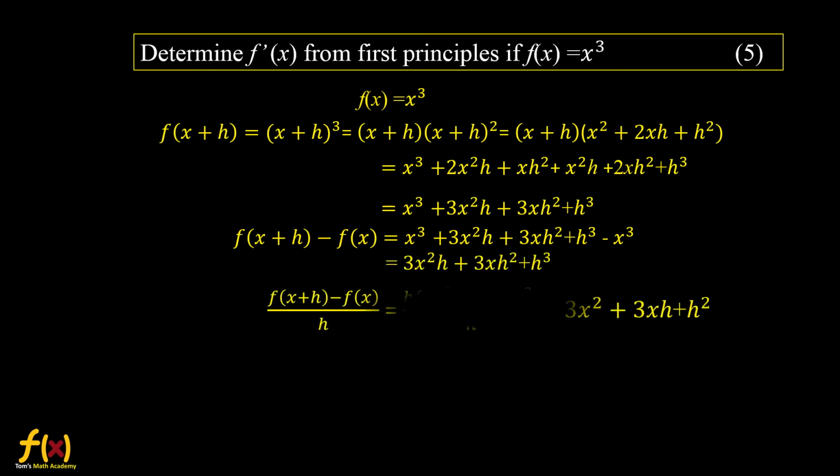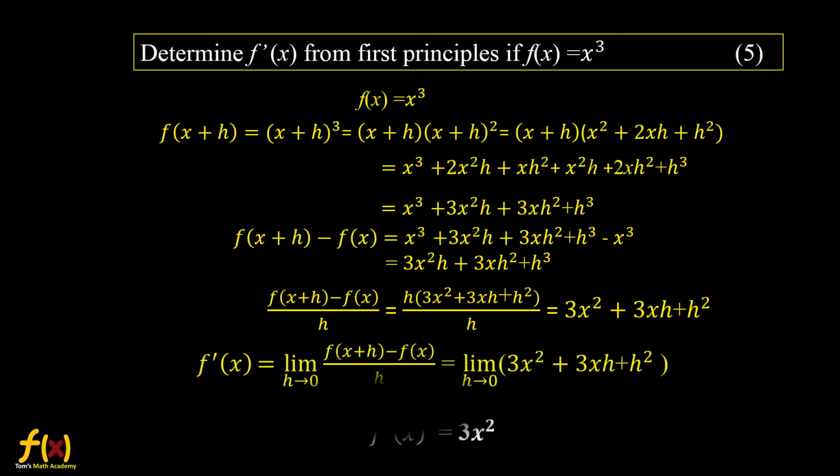Then we divide by h. When we divide, you can notice that h is taken as a common factor and then cancelled. We are left with 3x square plus 3xh plus h square. Each step must be done very carefully. Then we introduce our definition of the derivative f dash x. Very important. And we finally get f dash x equal to 3x square. So it's a sure question. You have to write all the steps when the question is using first principles.